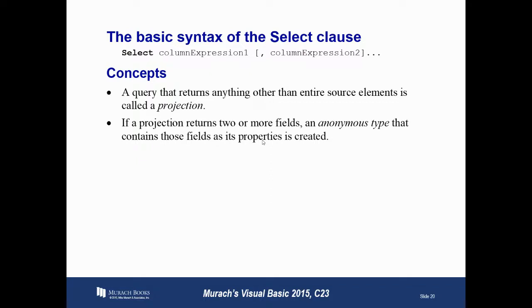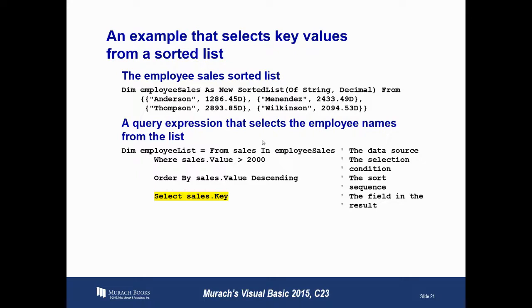And finally, after all that, we choose what we're going to select. And if you select anything other than everything, it's called a projection. So if you're selecting one field, it's going to come back as that data type. But if you're selecting two or more fields, what you get is like an object of this anonymous type that's just going to encapsulate the different fields as their own type. All right, that'll make more sense when we go through the example.